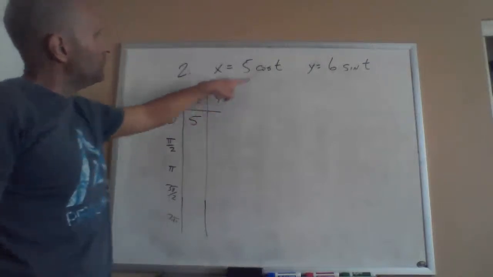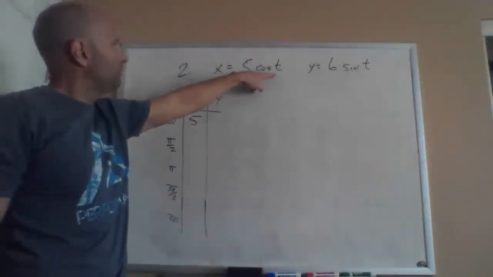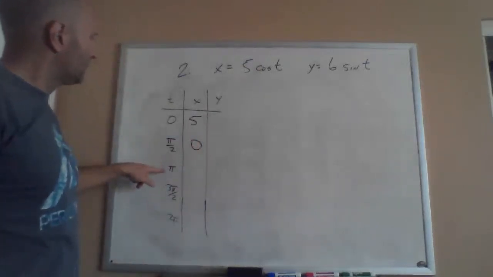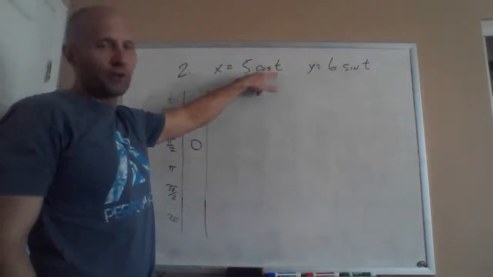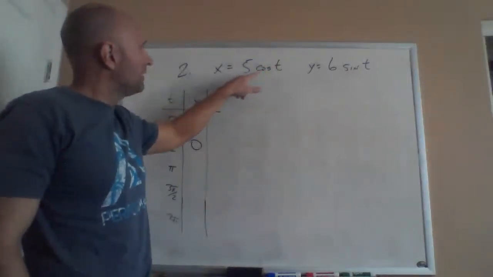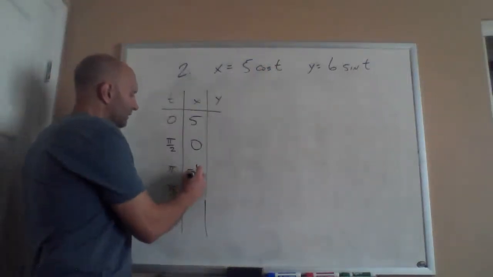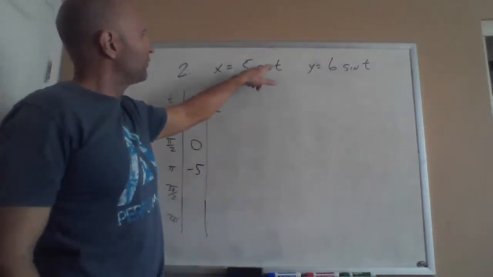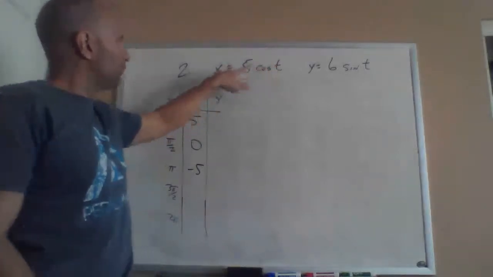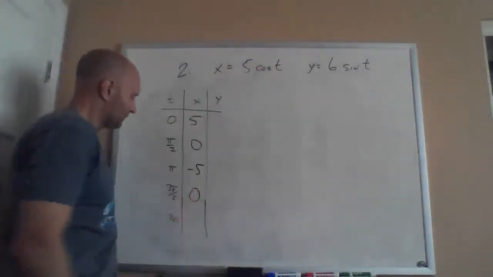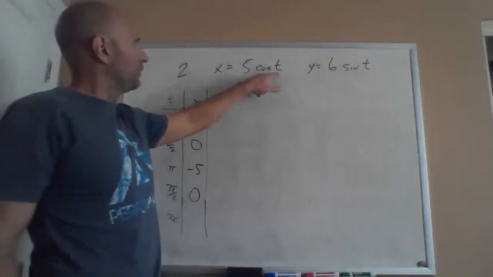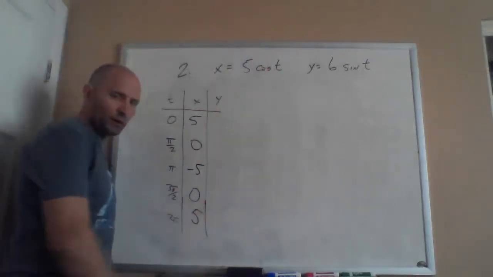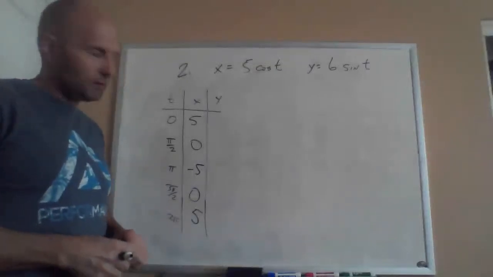For pi over 2, cosine of pi over 2 is 0. 5 times 0 is 0. Plug in pi. Cosine of pi is negative 1. 5 times negative 1 is negative 5. 3 pi over 2. Cosine of 3 pi over 2 is 0. 5 times 0 is 0. And back to the start, 2 pi. Cosine of 2 pi is 1. 5 times 1 is 5.